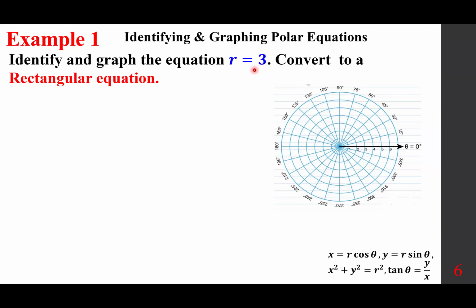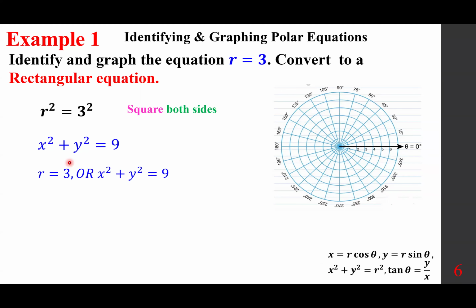R is 3 regardless of theta. Well, one easy way is to square both sides. R squared is 3 squared or 9. R squared, you know it to be x squared plus y squared, and that represents a circle centered at 0, 0 with the radius 3. So r is 3, x squared plus y squared equals 9.